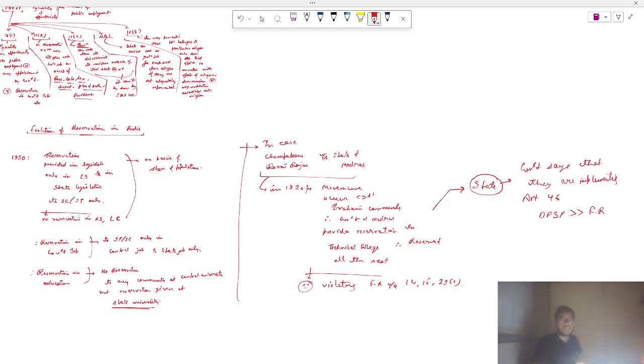So basically, if you are implementing Article 46, which is a DPSP, and on the basis of the DPSP you have violated the fundamental right of any other person under Article 14, 15, 29, then you are giving more effect to DPSP rather than fundamental right. So the Supreme Court declared this order void and unconstitutional.